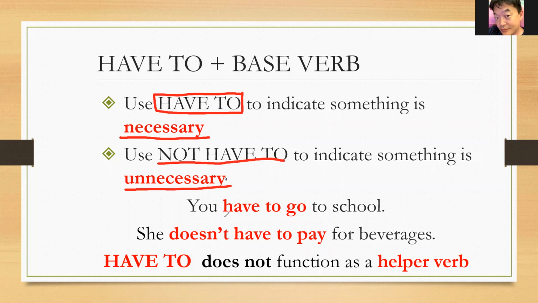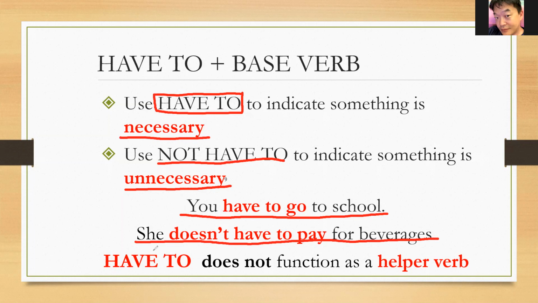For example, it's necessary to go to school. So look at the example. You have to go to school. It's necessary. It's more than a good idea. And then something that is not necessary: she doesn't have to pay for beverages. It's not necessary. It's unnecessary to pay for beverages. So she doesn't have to pay.